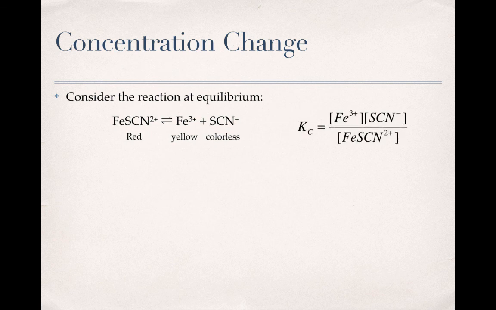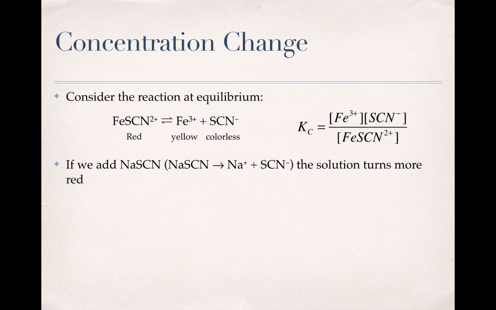So let's consider this reaction at equilibrium. We've got iron thiocyanate, which is a red color, iron 3 plus, yellow, and the thiocyanate ion, colorless. So that reaction there is in equilibrium. It's got a Kc as we see there, [Fe3+] times [SCN-] over the iron thiocyanate complex. Now let's say that we've got this mixture at equilibrium and we add some sodium thiocyanate. Now sodium thiocyanate is a salt.